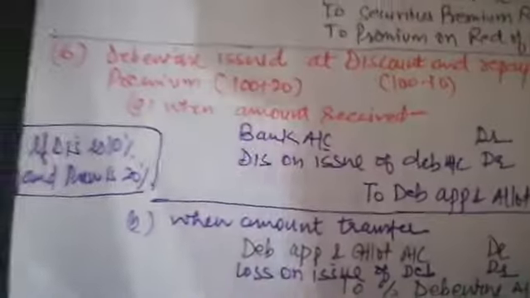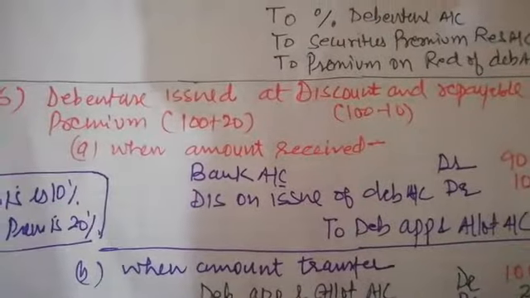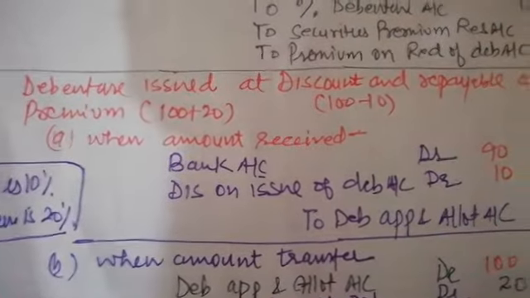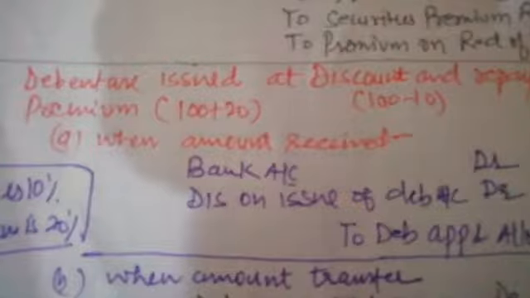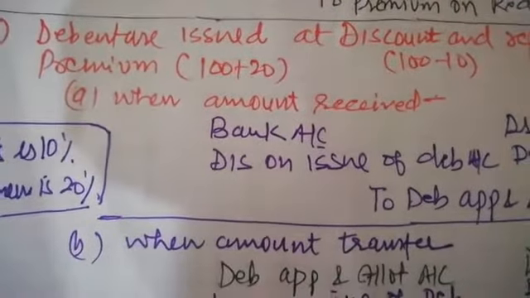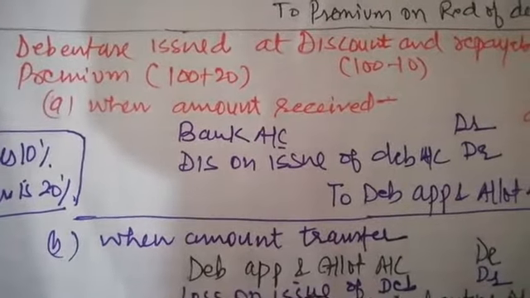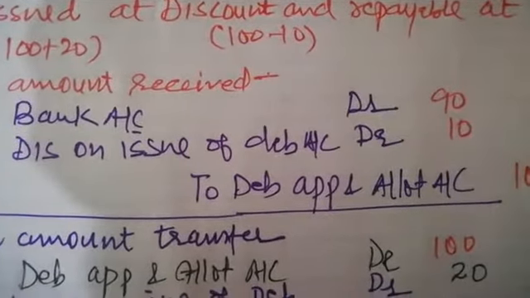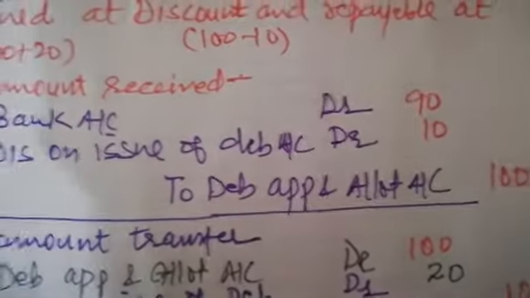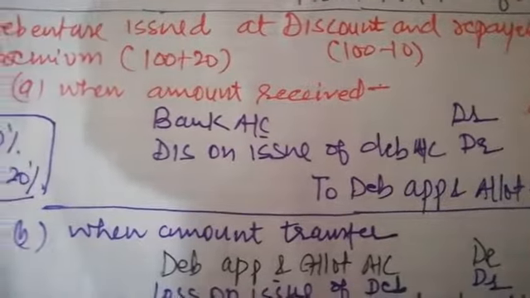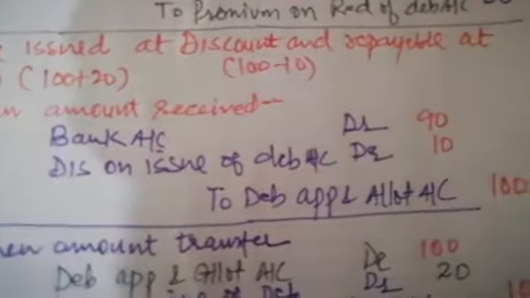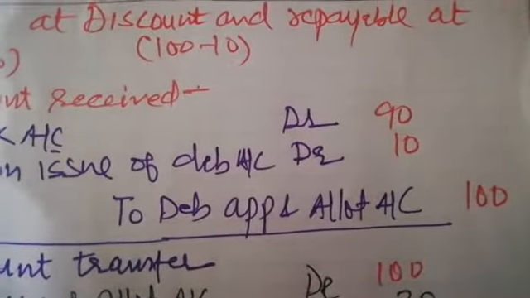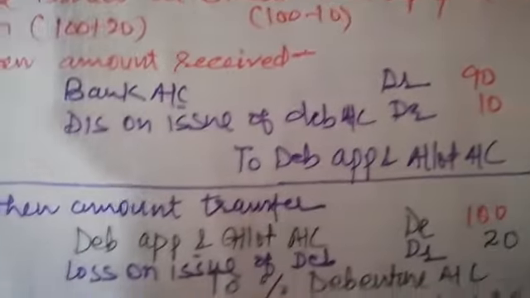And this is the last condition for the issue of debentures for the purpose of redemption: the debenture issued at discount and repayable at premium. So the first entry is: Bank Account debit, Discount on Issue of Debentures Account debit, to Debenture Application and Allotment. The discount rate we assume here is 10%, that's why 10 rupees in discount, 90 rupees in bank, and the face value in debenture application and allotment.